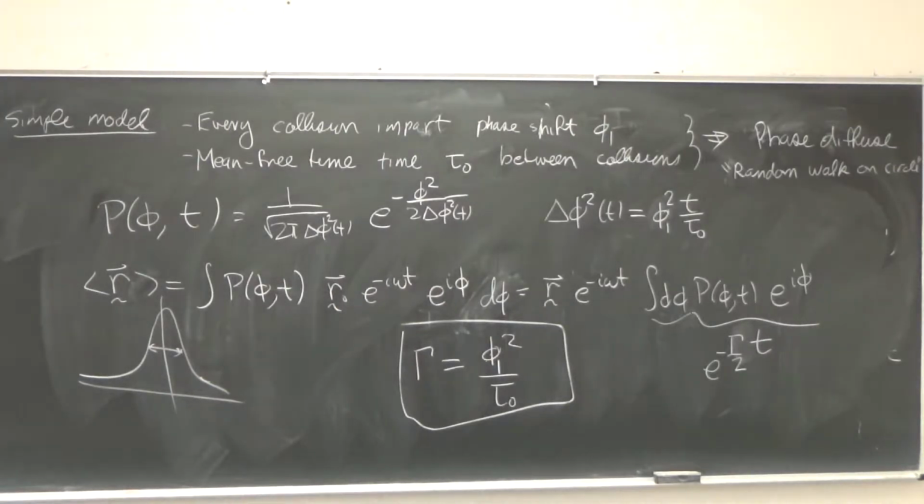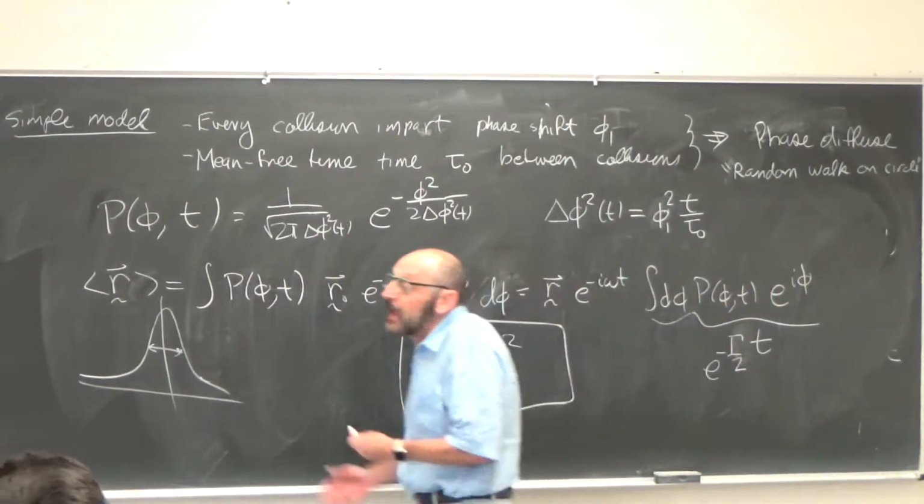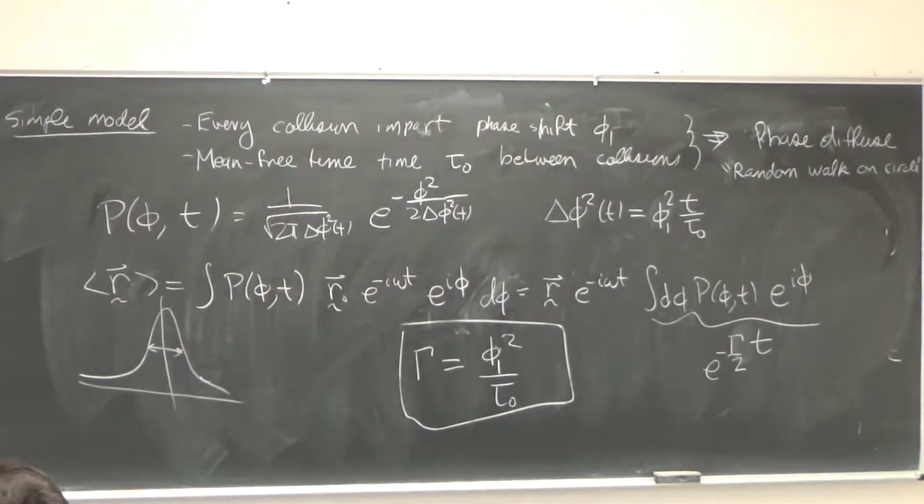Yes, sir? Could you also think about it in terms of coherence length? Yeah, we're going to relate that absolutely in a little bit to the coherence length of the emitted light. Right now we're talking about the matter. When we talk about coherence length, we're usually talking about the field. We'll come back to that a little later. But they are intimately related, absolutely.